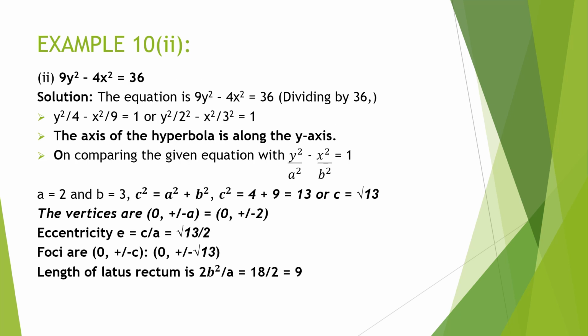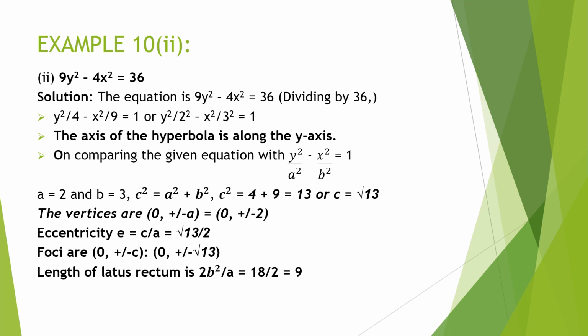Second example, 9y square minus 4x square equal to 36. Now to bring it to the standard form, we want the right hand side equal to 1. So we divide by 36. So the equation is y square by 4 minus x square by 9 equal to 1. Since the positive is with the y term, the axis of the hyperbola is the y-axis. Equation is y square upon a square minus x square upon b square equal to 1. So a is 2, b is 3. Again we can get c, which is equal to root 13.